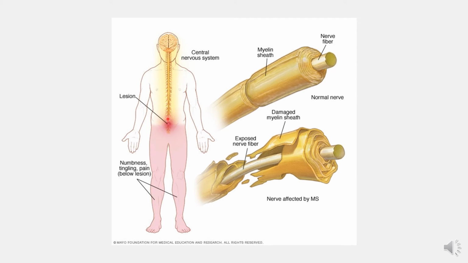Now here we have an illustration of one of the first characteristics that we discussed. Someone that suffered a lesion at this part of their spinal cord experiences numbness, tingling, and pain in the region below the lesion, as we see here. We also see a normal nerve, which is covered by healthy myelin sheath, and then we have a nerve affected by MS. We see the nerve is exposed and it has damaged myelin sheath around it.